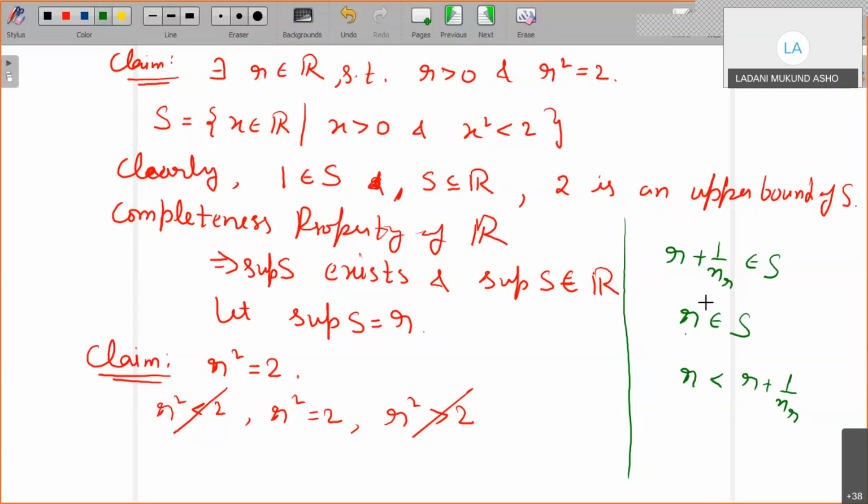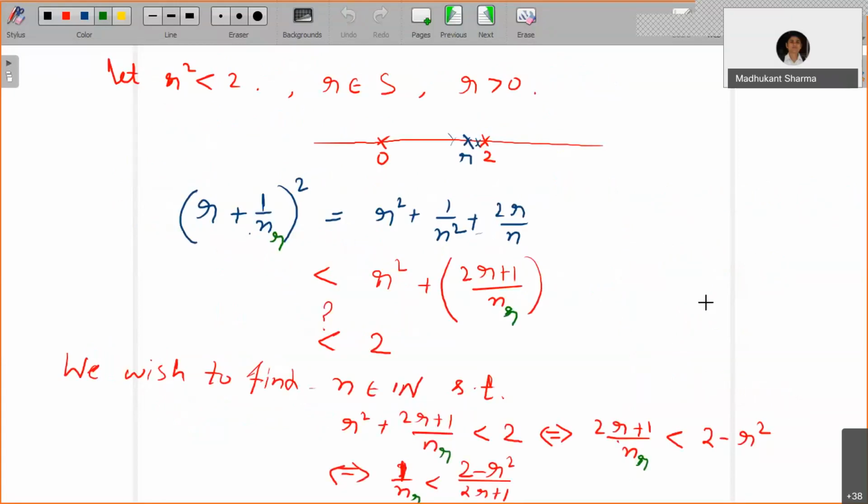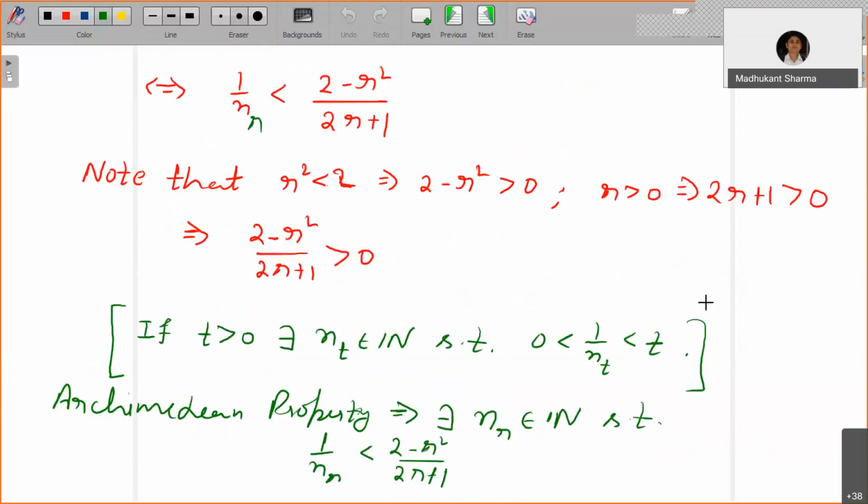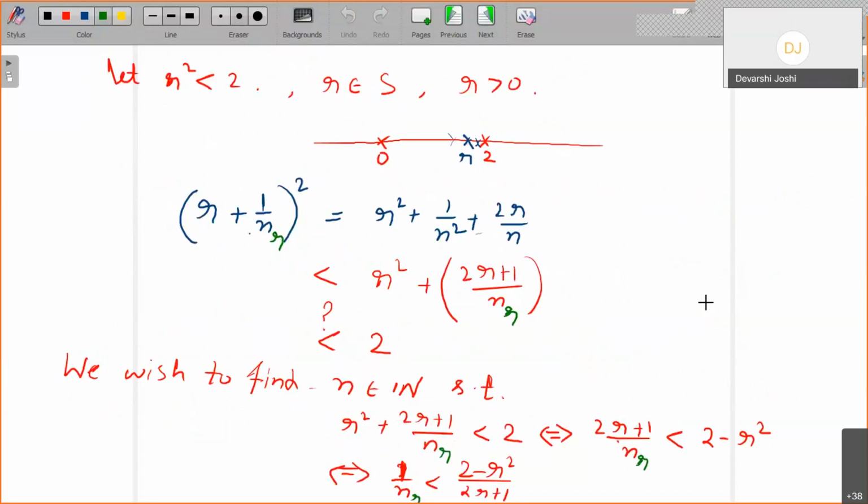Is there any problem in following the proof? Sir, go one slide back. In this, I did not understand the step from blue ink to red ink. The blue ink is fine. I did not understand the first red ink, from here.